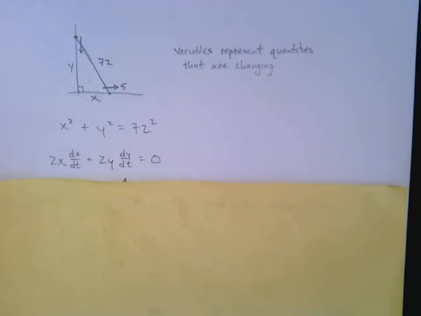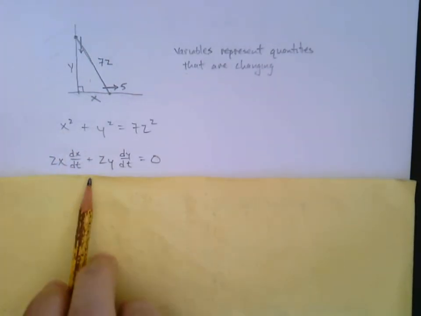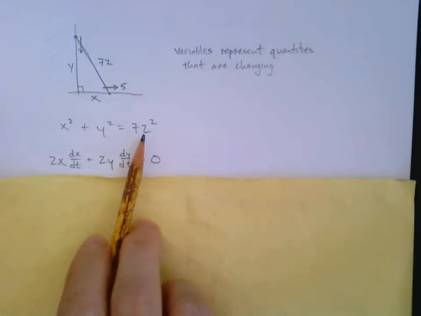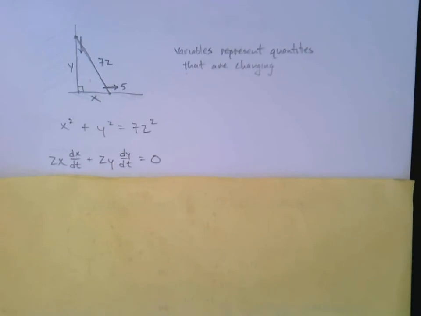So when we take the derivative with respect to t, we get 2x dx over dt plus 2y dy over dt. And you notice we don't even need to square the 72. We could figure out what that number is, but we're going to take the derivative. It's 0, whatever that number is. It doesn't matter. Okay, we've made a lot of progress.